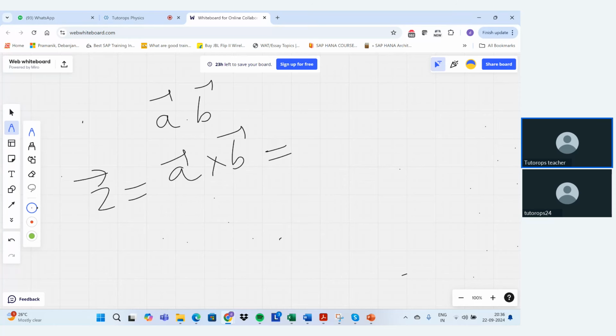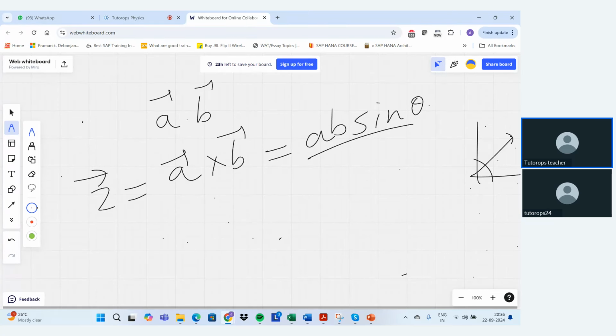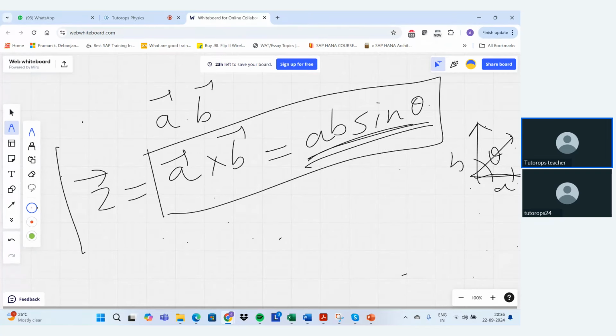So how will we write it? We will write AB sine theta, if theta is formed in this way. This is my theta, and these are the two vectors, A and B. So this will be AB sine theta. Remember this concept of the cross product.